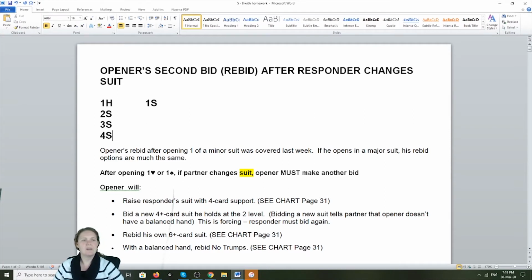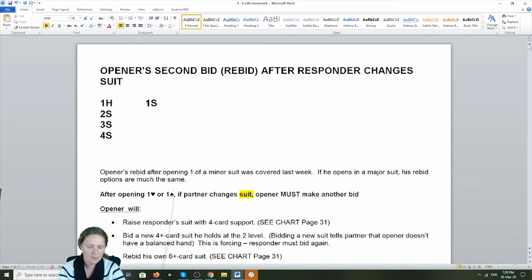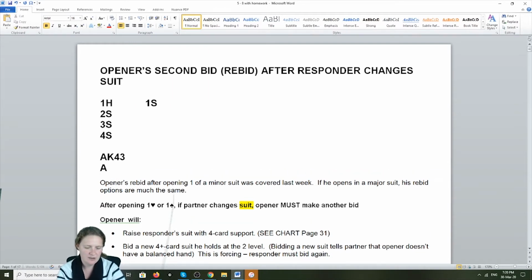So what I want to do if I do have 4 spades is choose a raise in spades. But the next thing I have to do is figure out what level to bid the spades at. And this is the toughest part. So I'm going to give you a couple of hands here. The first one, let's give us this.